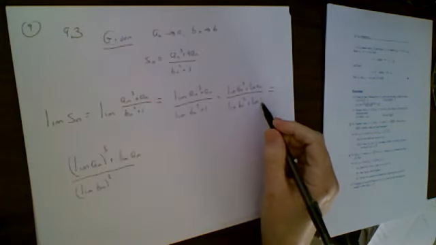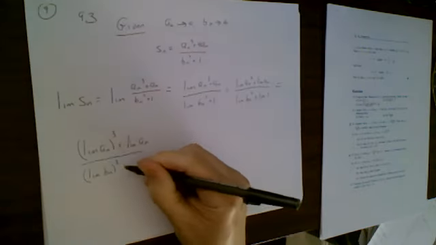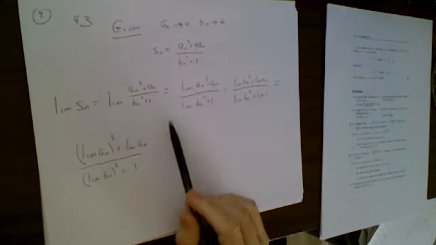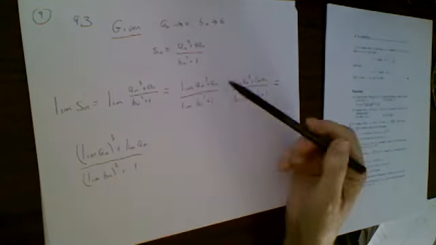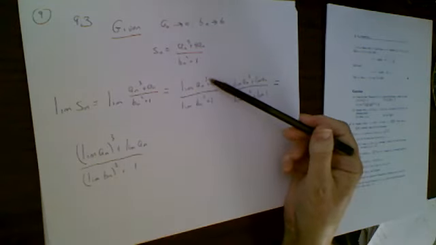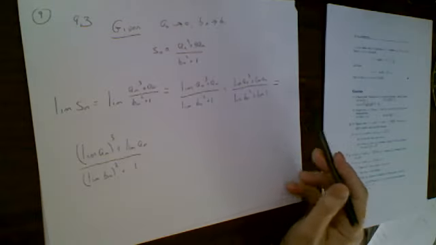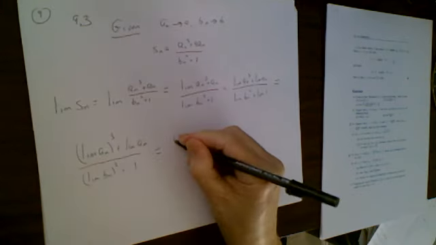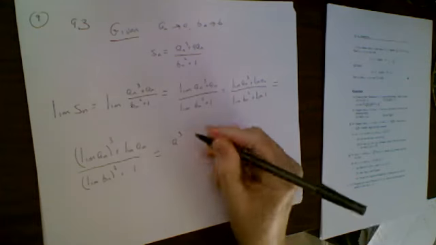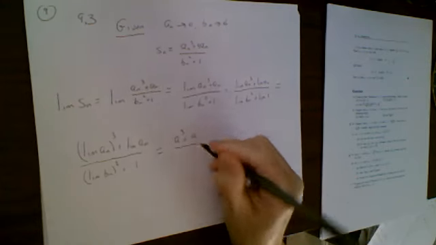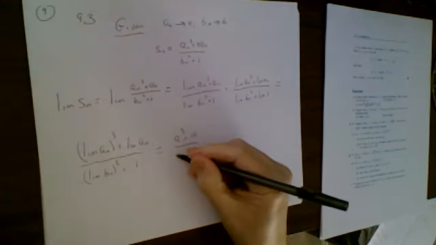The limit of 1, well, that's just a constant sequence, so that's always 1. And again, this is true provided these individual limits exist. But we're given that this limit is a. We're given that this limit is a. We're given that this limit is b.